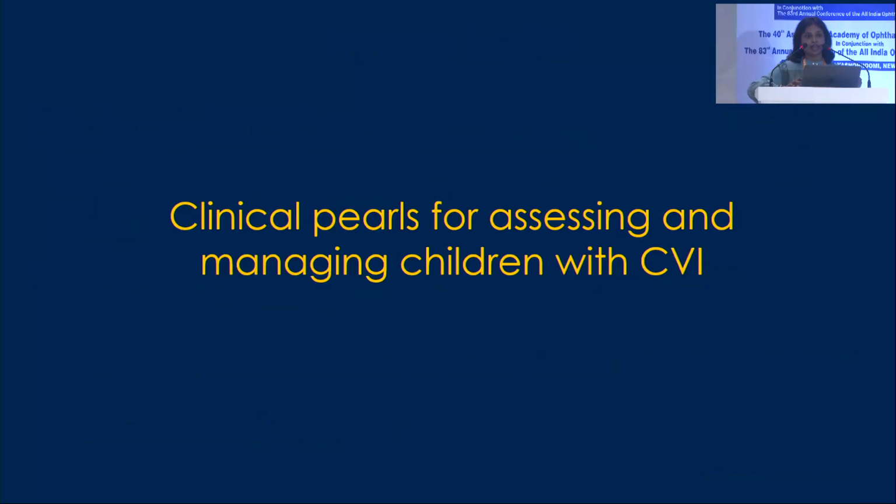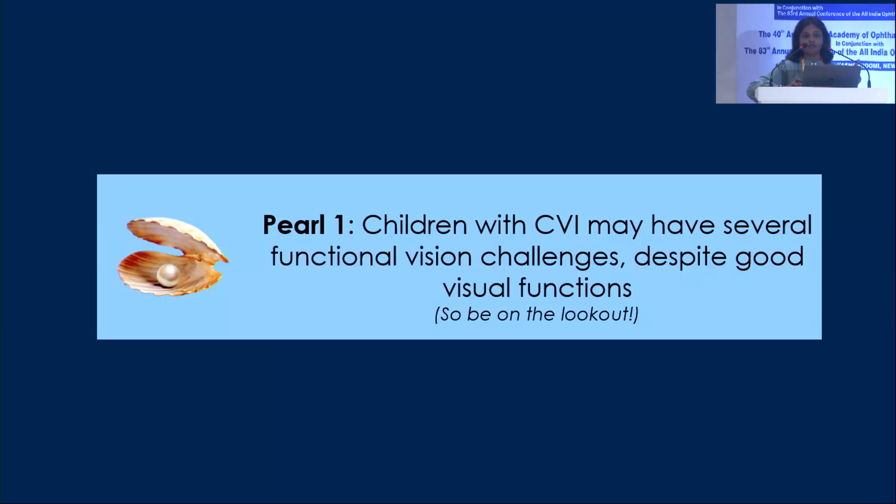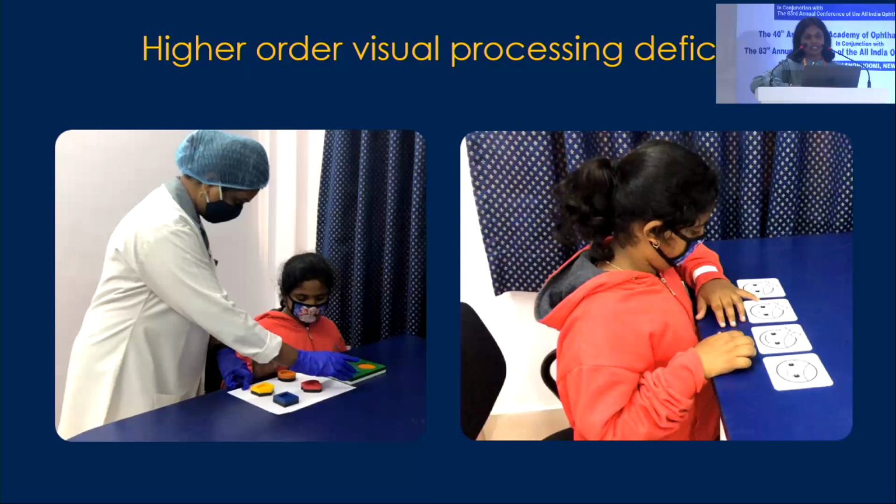So I'm just going to propose 4 important clinical pearls that you could remember while assessing and managing children with CVI. Pearl 1 would be children with CVI may have several functional vision challenges despite good visual functions. What do I mean by that? So let's have a look at this video. This particular child was an acquired case of CVI, had binocular visual acuity of 20 by 30, and you can find the difficulty that she has in this video.